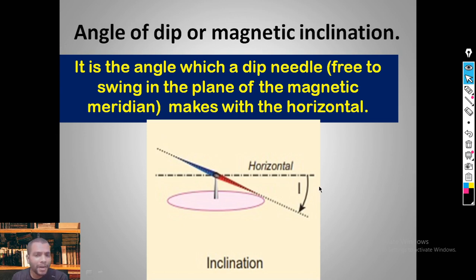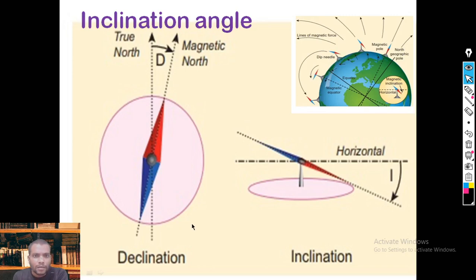So the angle made by the dip circle with the horizontal. I hope you know this shows horizontal and this shows vertical. Leave a dip circle and the angle it shows, the angle here, is known as inclination. So, inclination.